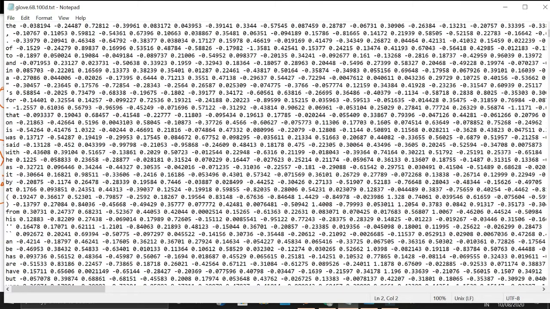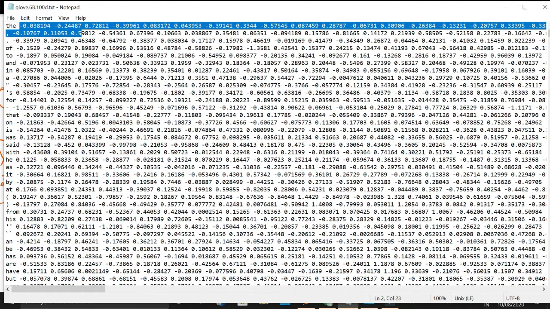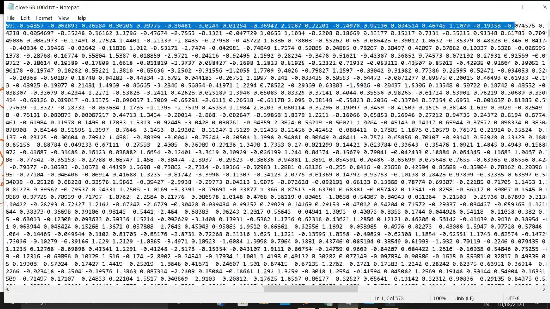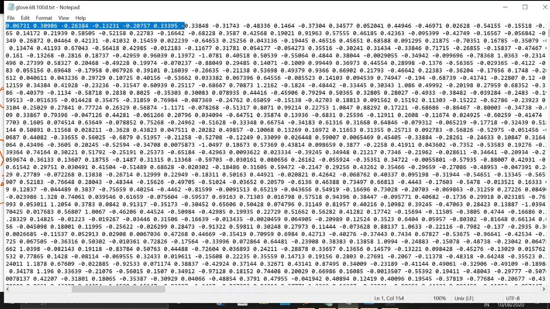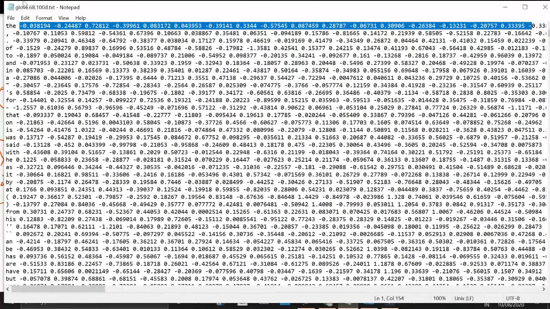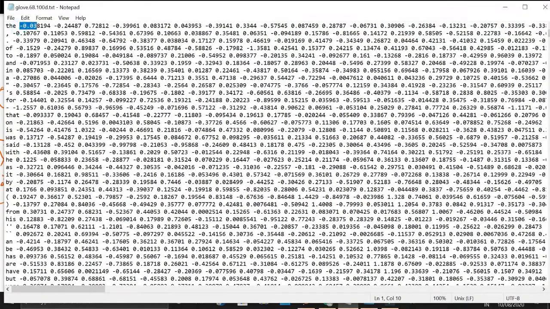Consider this word "the", and this is the word "and", and this is the word "said". So there are a lot of words, and for each word we have these different numbers. The first line contains the vector numbers. I guess these are 100 numbers, a 100-dimension vector for this word "the", which contains the meaning of "the".